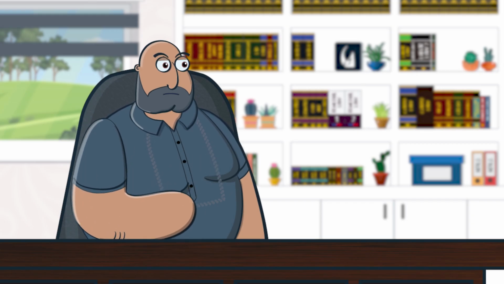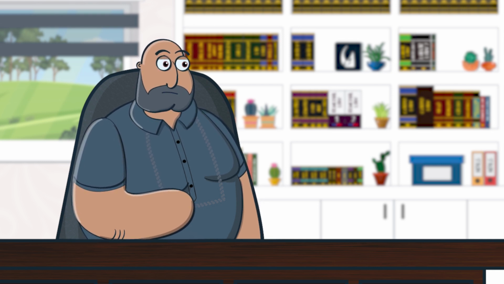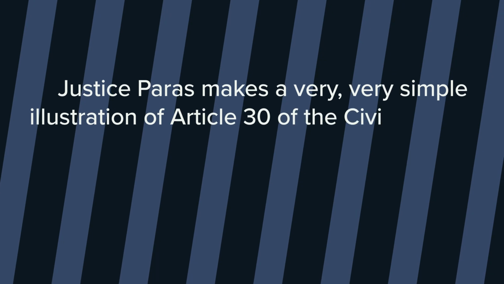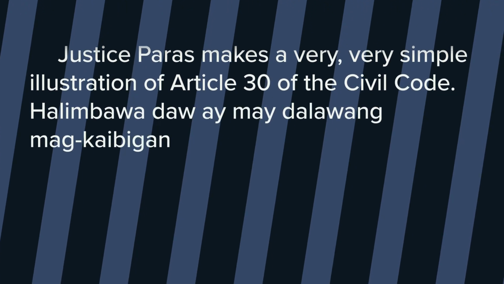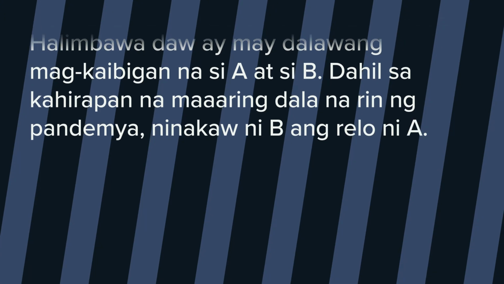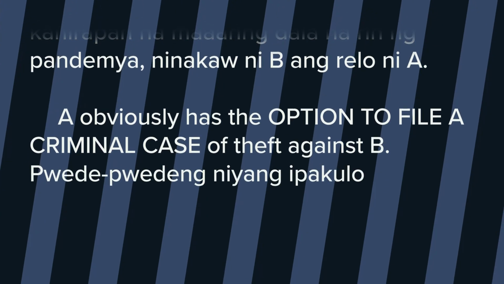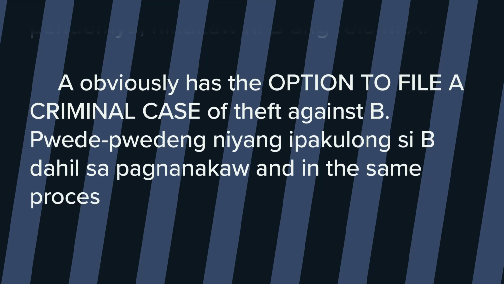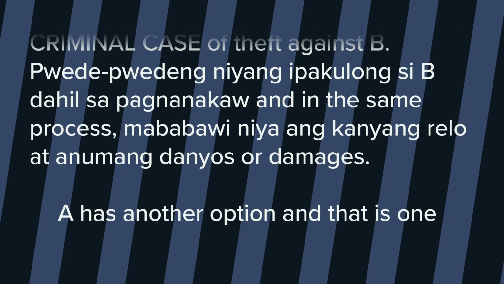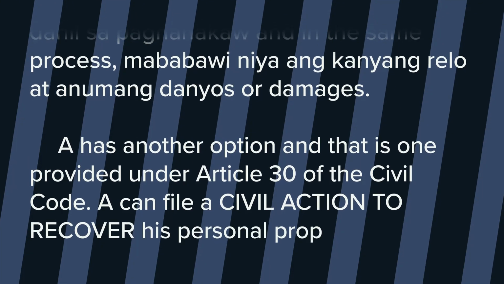The offended party will have the chance to prove the civil liability of the defendant, but in no case can the defendant be imprisoned. Justice Paras makes a very simple illustration of Article 30 of the Civil Code. Halimbawa daw ay may dalawang magkaibigan na si A at si B. Dahil sa kahirapan na maaaring dala na rin ng pandemya, ninakaw ni B ang relo ni A. A obviously has the option to file a criminal case of theft against B. Pwedeng-pwede niyang ipakulong si B dahil sa pagnanakaw, and in the same process, mababawi niya ang kanyang relo at anumang danyos or damages. A has another option, and that is one provided under Article 30 of the Civil Code.